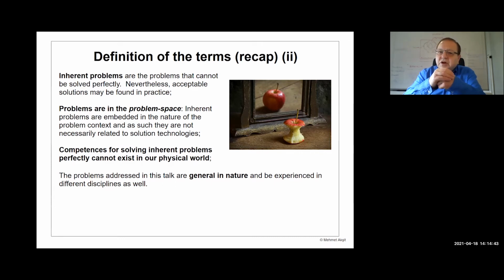Competences for solving inherent problems. We will also look at the competences that you need to solve these problems, which cannot exist in our physical world. Of course, I'm talking within the context of computer science and software engineering, but you can easily generalize these problems to the other disciplines as well.